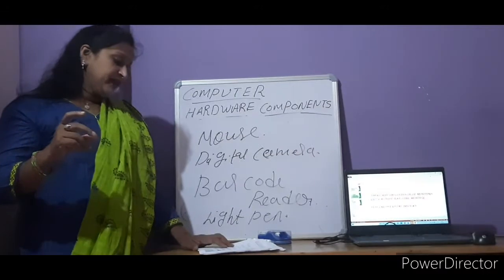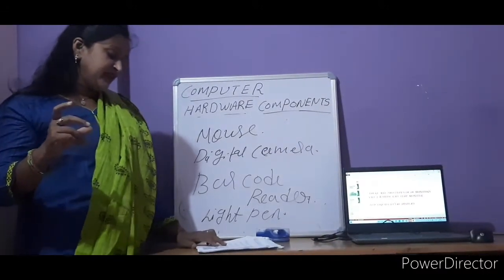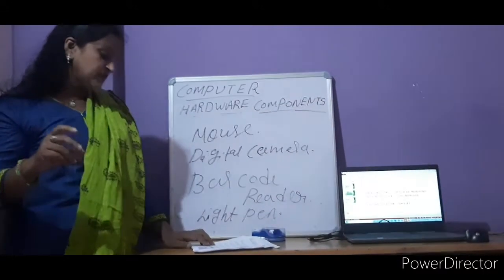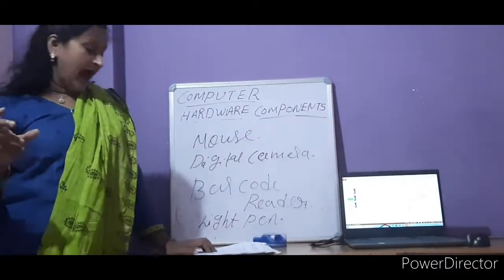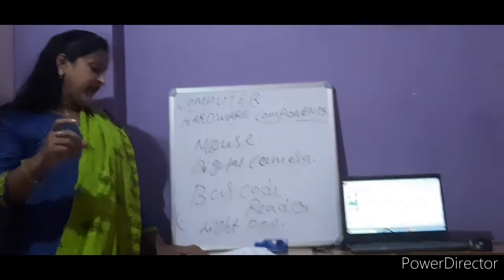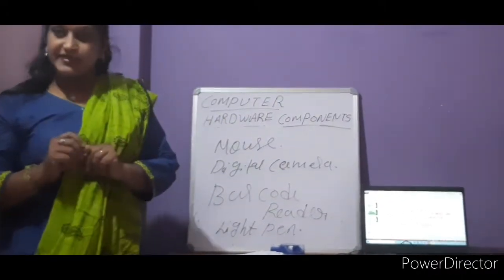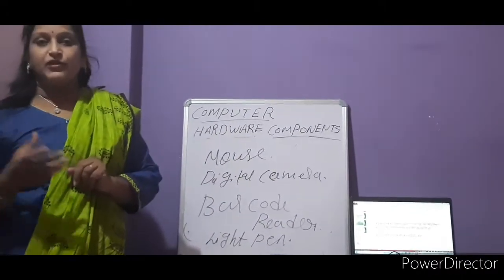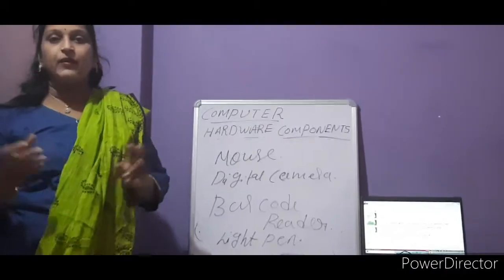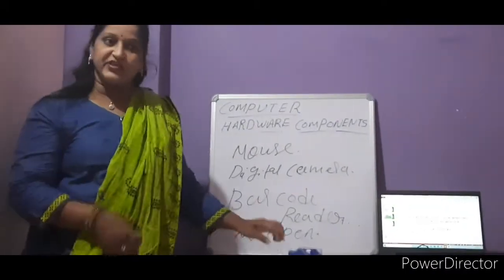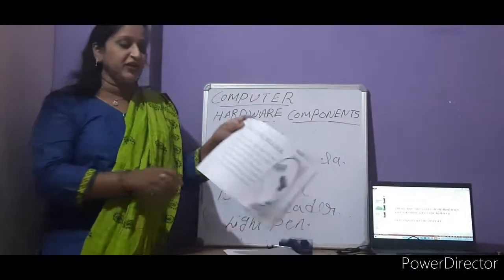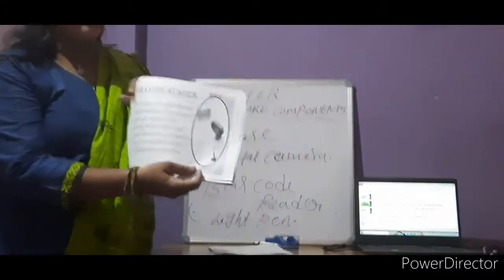A barcode reader is an electronic device that scans printed barcodes on products, and it can also read other labels and identify them very easily. By this we can do calculation very easily. In the big malls and all, they are using it. So you can see the picture here in this way.